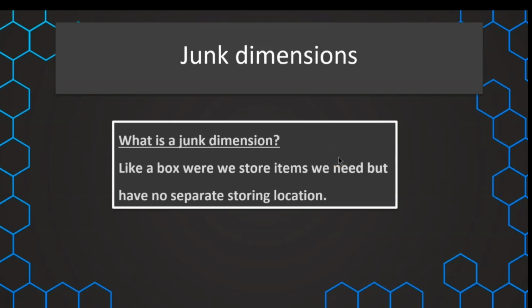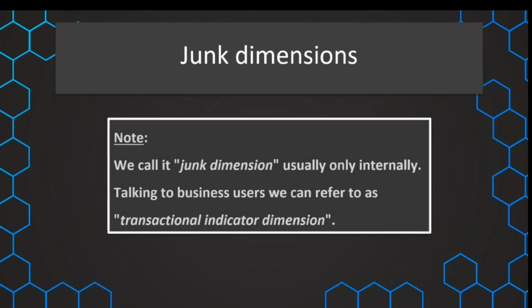And before we have a look at an example of how this can be implemented, we also quickly want to note that the expression junk dimension is usually only used if we talk to other BI consultants, other data modelers. Of course, if we talk to our customers or to the business users, we usually don't want to use the term junk dimensions, because with that we could make them believe that the data in there is junk, and therefore we would use a nicer term. For example, we could use transactional indicator dimension or transactional flag dimension. Like this, we can also talk to the business users and we don't have to use this word with junk in it.